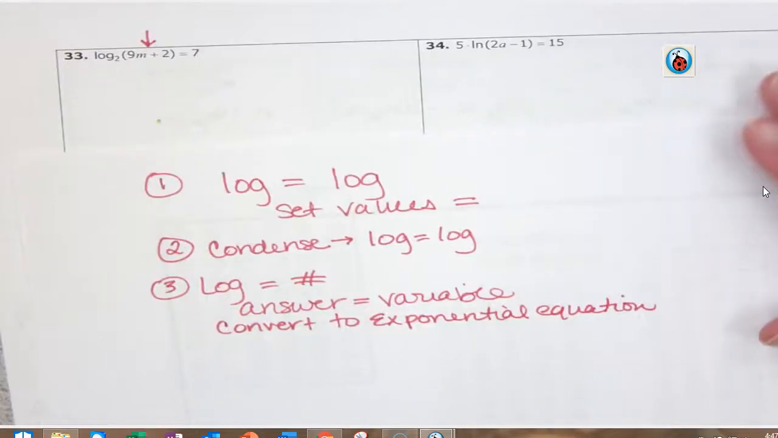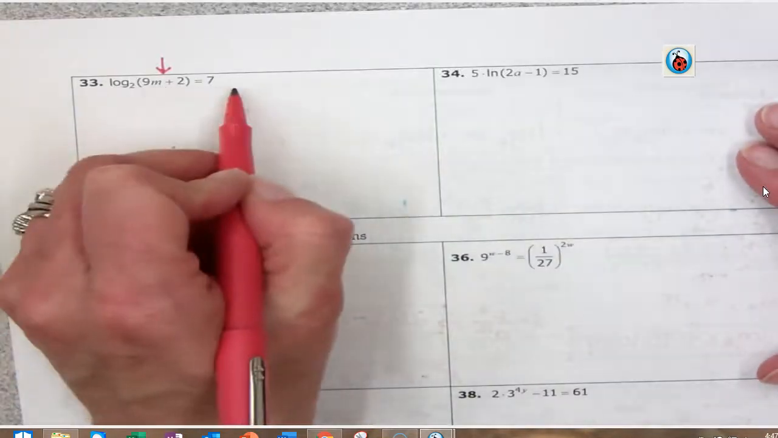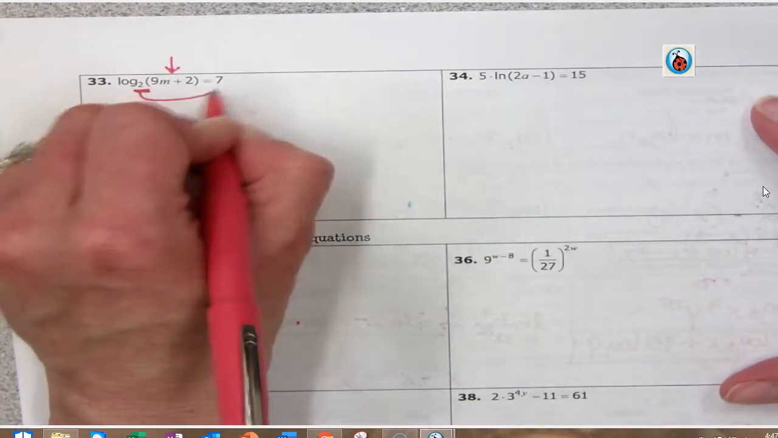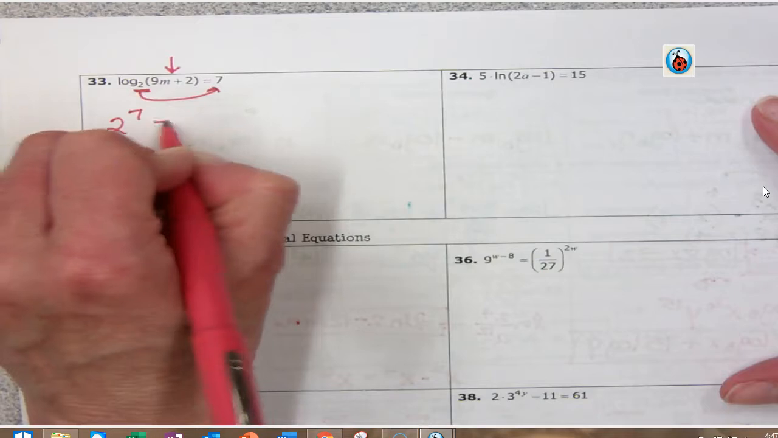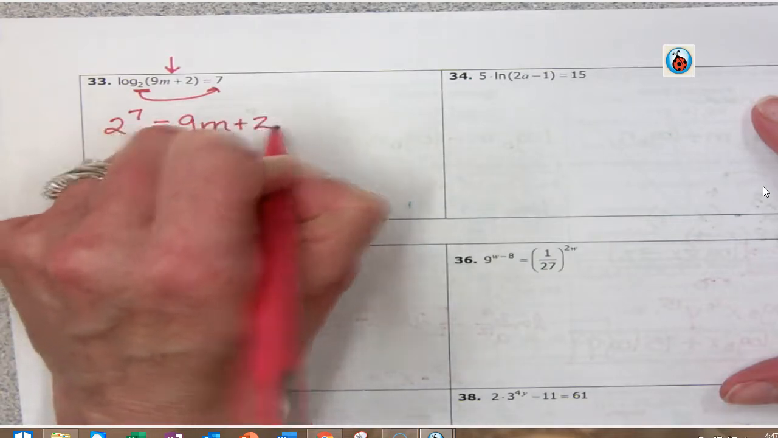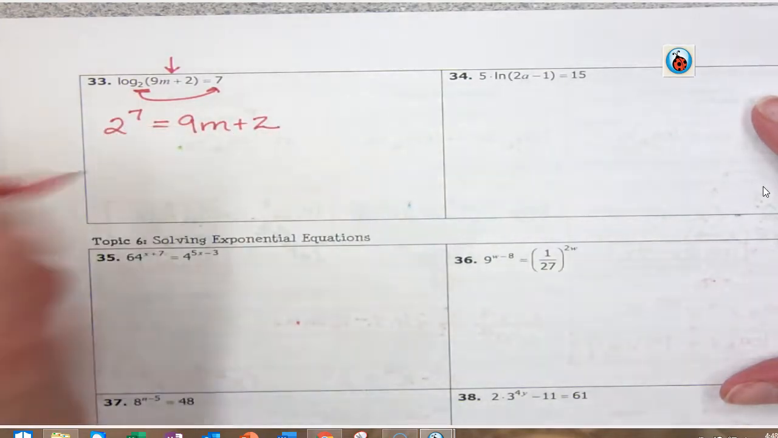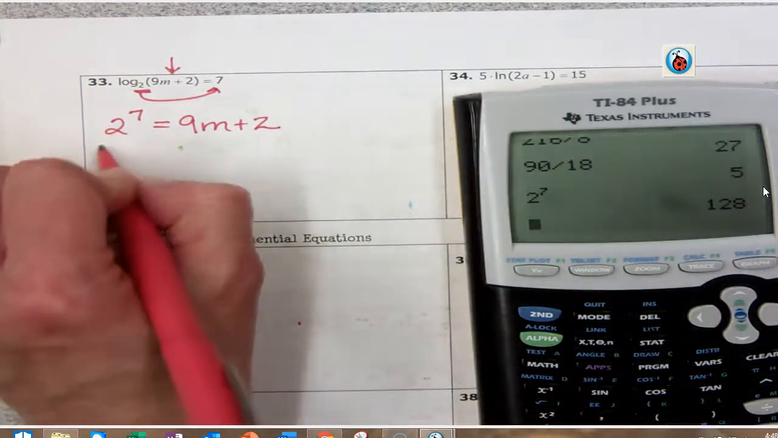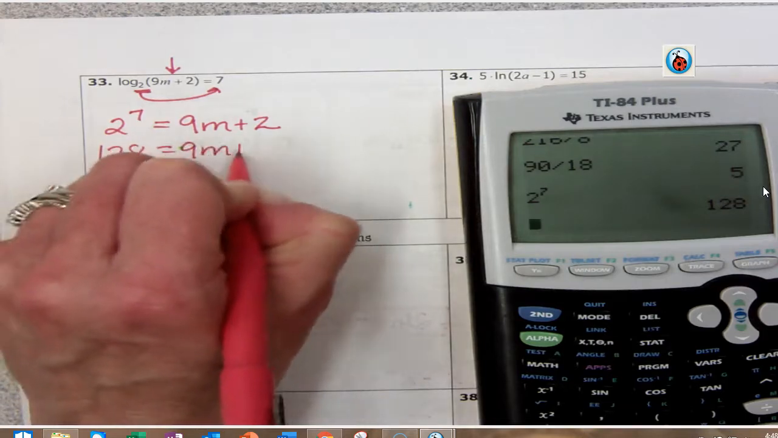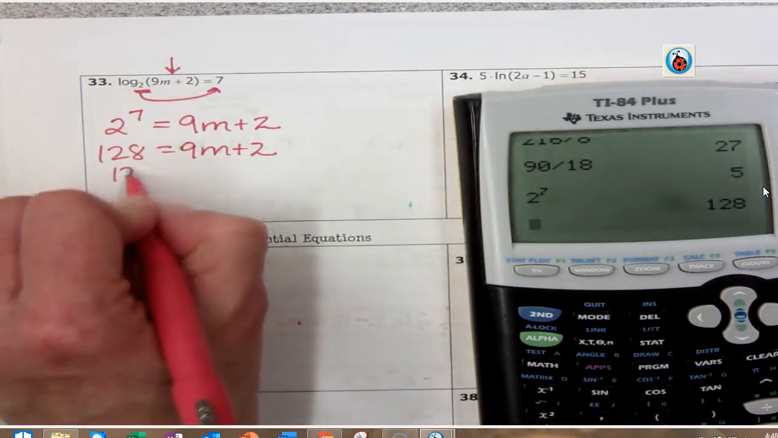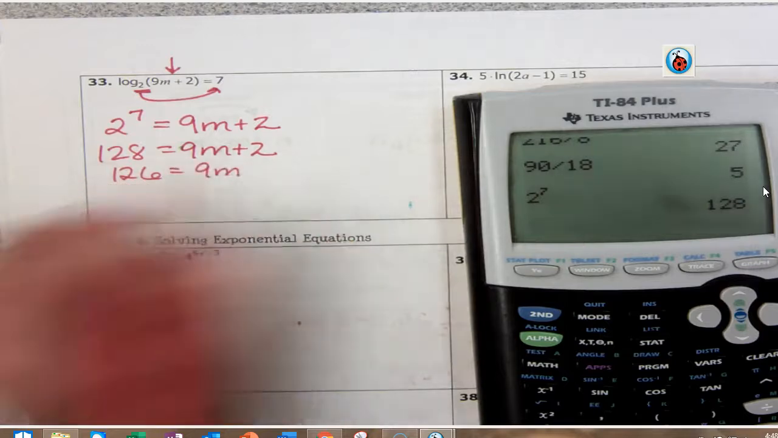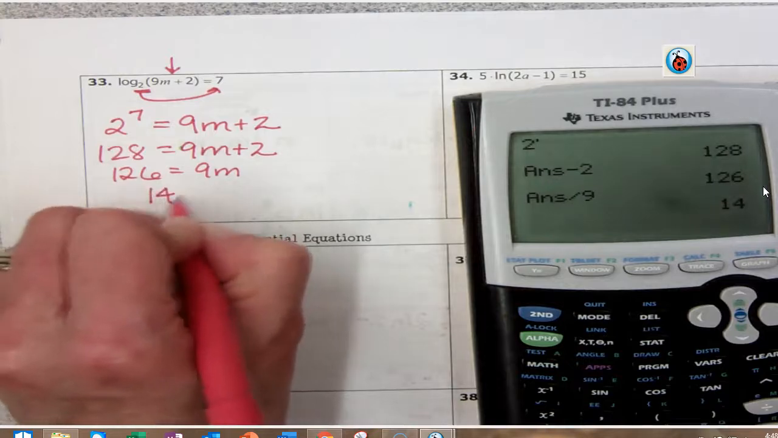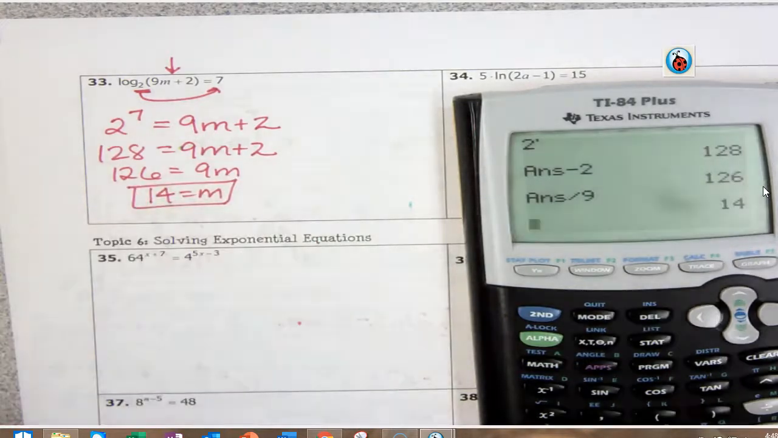So I'm going to take this, I've got a logarithm equal to a number. When I turn this into an exponential equation, it's going to be 2 raised to the 7th power equals 9m plus 2. And look, now I can solve that easily. 2 to the 7th power is 128 equals 9m plus 2. Subtract 2. Divided by 9. And I get 14 equals m. Alright.